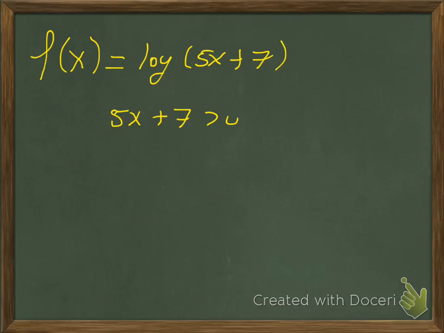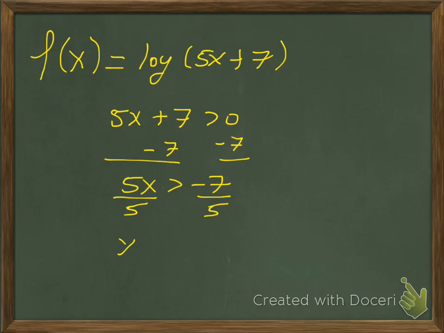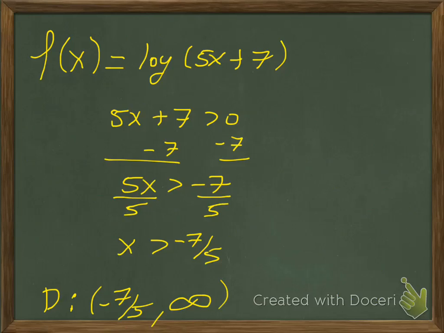So this turns into something you know how to solve. We're going to isolate by subtracting 7, and then we're going to divide both sides by 5. Because I divided by a positive, no need to flip the inequality. So x is greater than negative 7/5. So that would be negative 7/5 to infinity. Okay, so there you are. That's how we find the domain of logs.